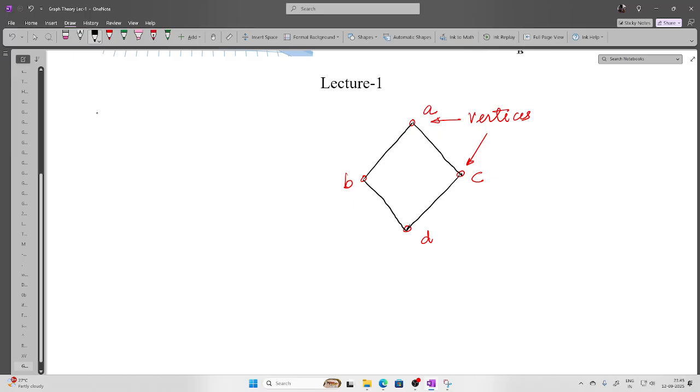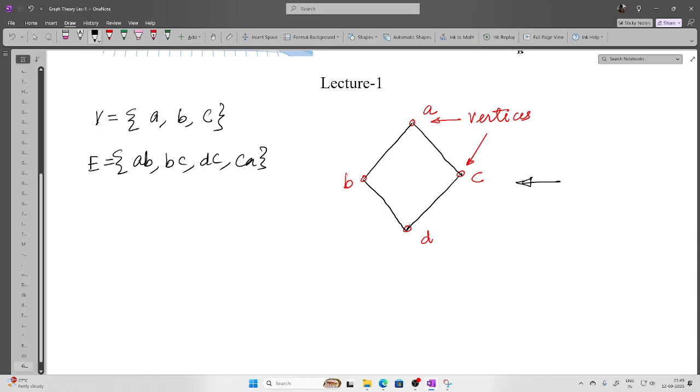So in general, I am having two sets. One is for vertices A, B, C, and another one for edges. So it is AB, BC, DC, and CA. So what is a graph? It is a diagram like this, which is basically a collection of vertices and edges that joins those vertices.